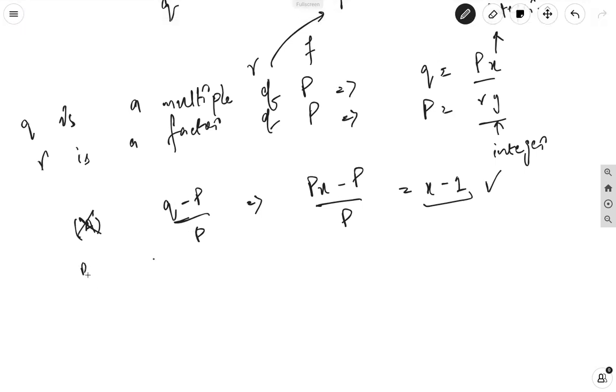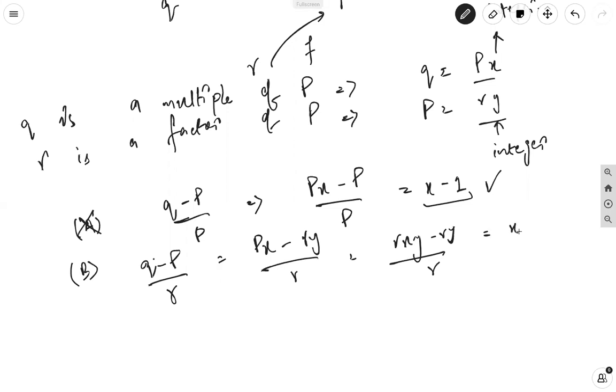The next one is (Q minus P) over R. Q is equal to Px and P is equal to Ry, so this will be (Rxy minus Ry) over R. This is equal to xy minus y. And this could be an integer as well. Yes or no? Take some values, you will get this as an integer.